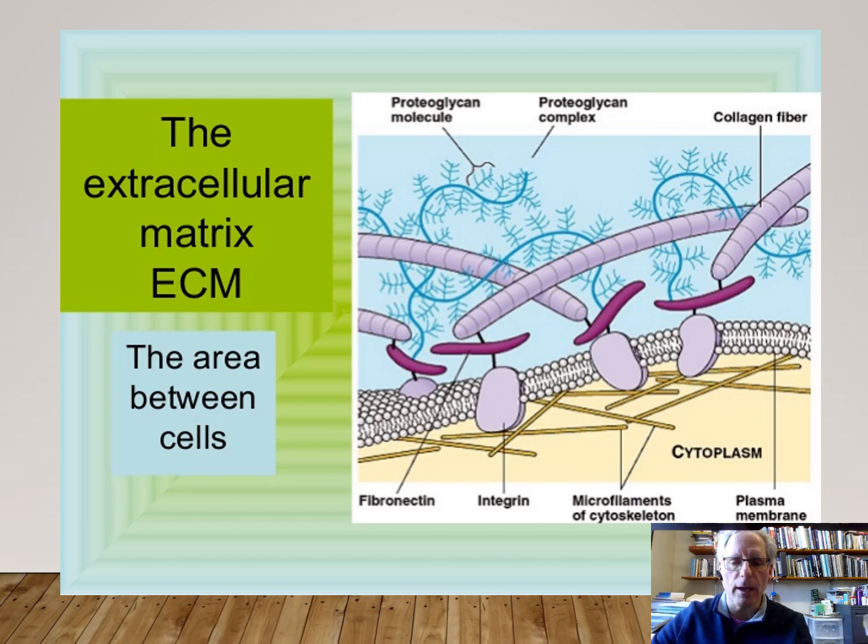So epithelial cells are attached to basement membrane. The component of the basement membrane is extracellular matrix. Extracellular matrix consists of lots of different molecules, so collagen, proteoglycans, fibronectin. Fibronectin binds to cells via integrins, and there are other things called laminin.